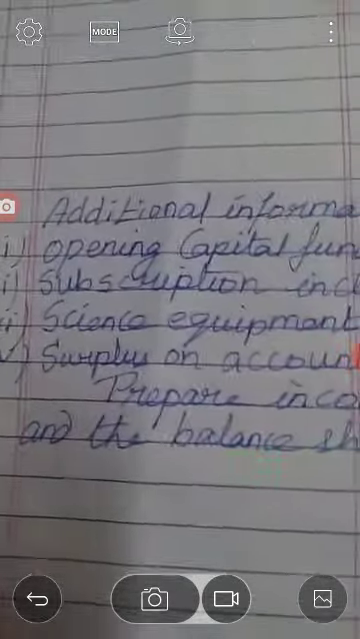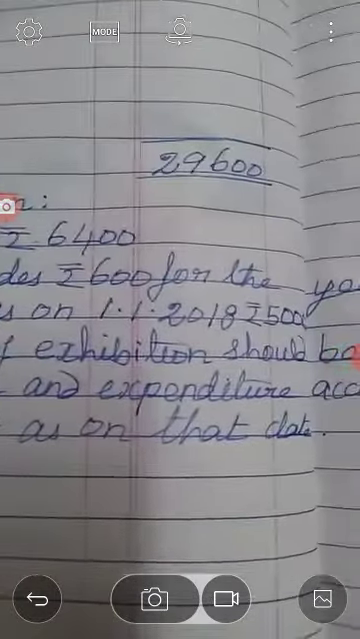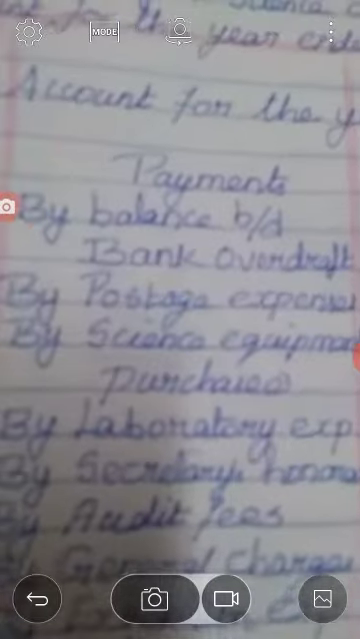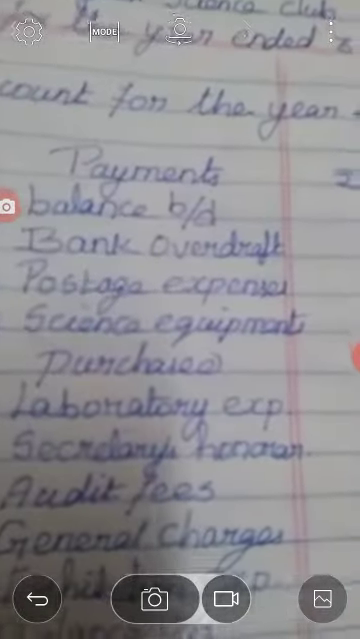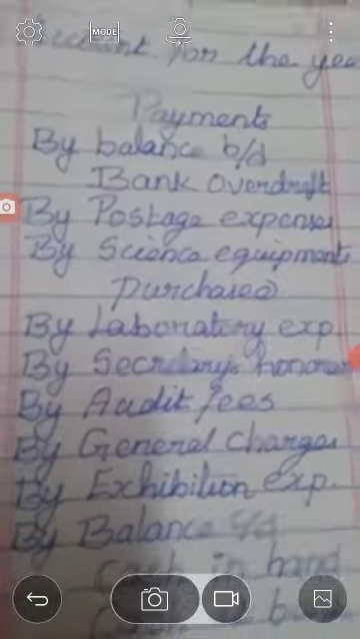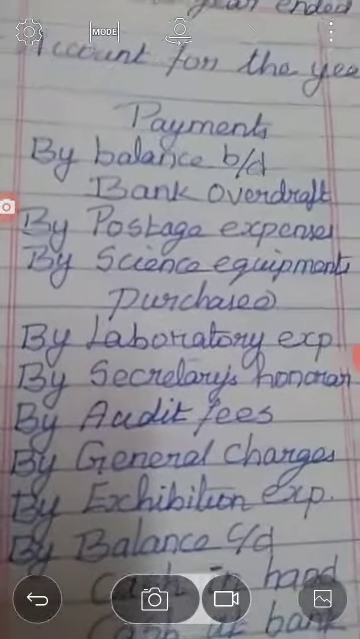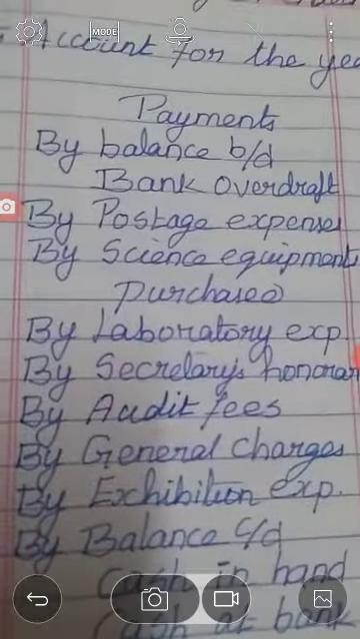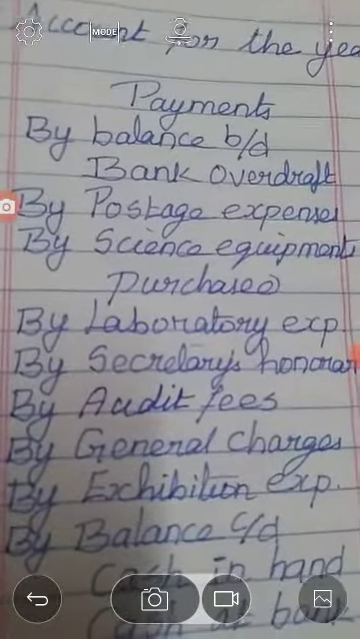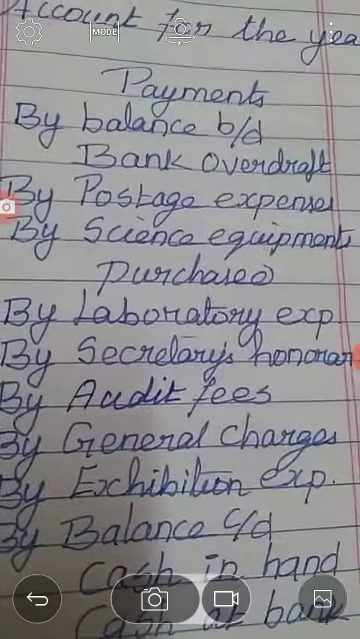Then science equipment as on 1/1/2018 is 5000. This is the opening balance of science equipment. In the sum we have purchased science equipment, so opening balance plus purchase. Science equipment is a capital payment, so it should be shown on the asset side of the balance sheet.